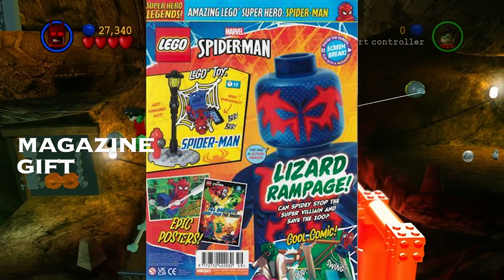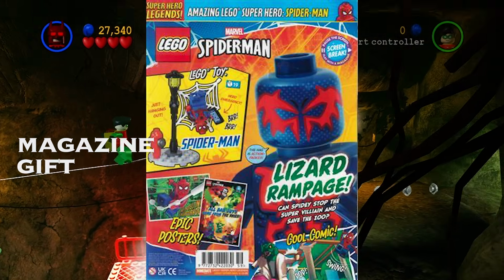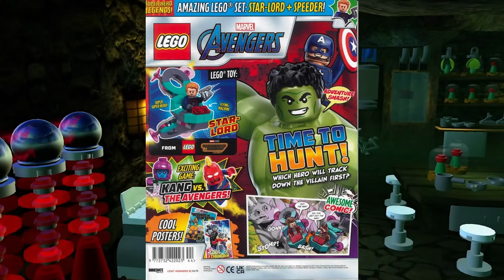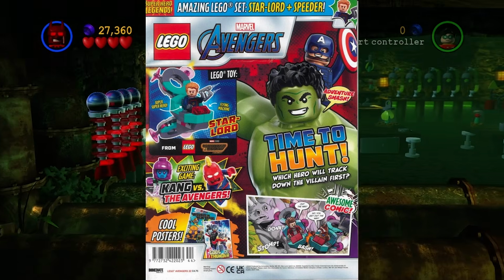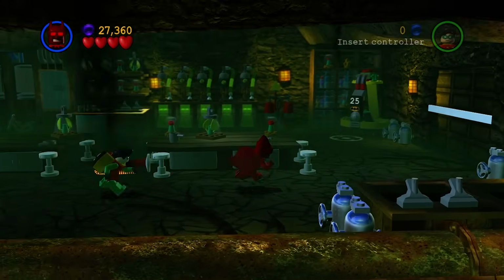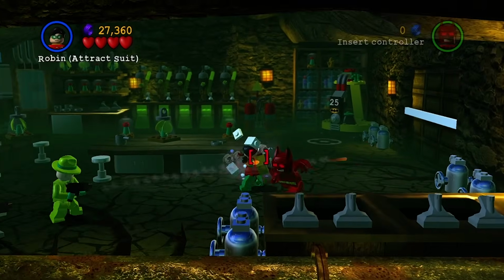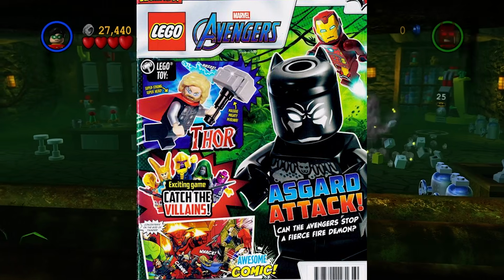Magazine gift. So if you're a fellow Yankee, you probably don't know what these even are, but if you're European, I'm sure you know what I'm talking about here. LEGO has various magazines for specific LEGO themes, such as Minecraft or Star Wars, and of course both DC and Marvel superheroes have one as well.